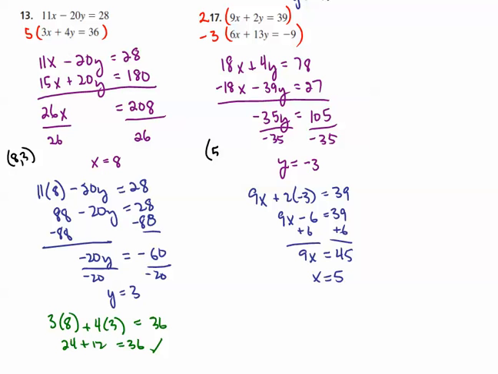x is 5, y is negative 3. To be sure, I need to check that in the second equation. 6 times 5, which is 30, plus 13 times negative 3, which is negative 39, and that should equal negative 9. So 30 minus 39 does equal negative 9, and it checks. All right. We'll continue in the next video.